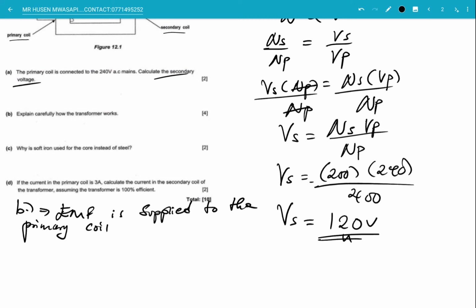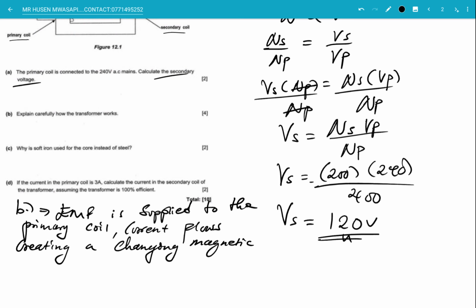So now, once the EMF is applied to the primary core, what happens? That current will do what? Will flow. Okay? Now, when the current flows, it creates a changing magnetic field. This is the first point you need to know. When the EMF is applied to the primary core, current flows, creating a changing magnetic field. That's the first point. Now what happens is that the changing magnetic field is linked to the secondary core via the soft iron core, thereby creating an induced EMF in the secondary core, which is the voltage.